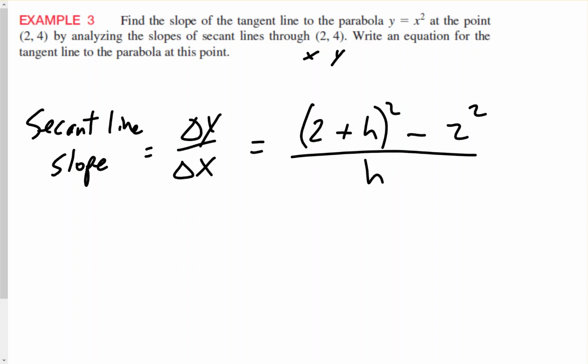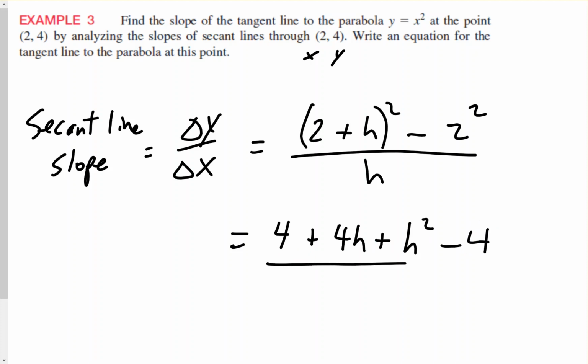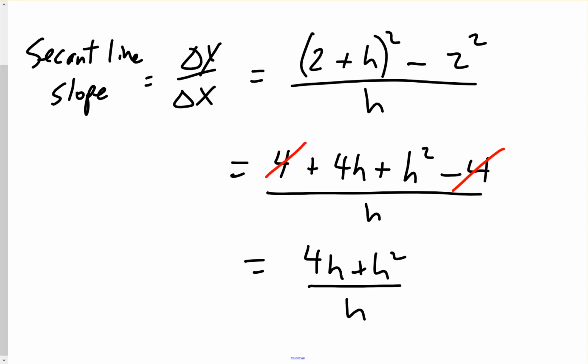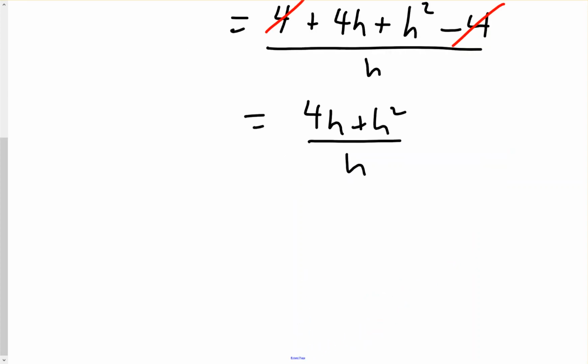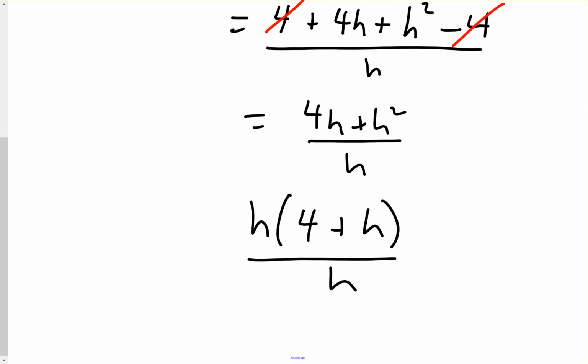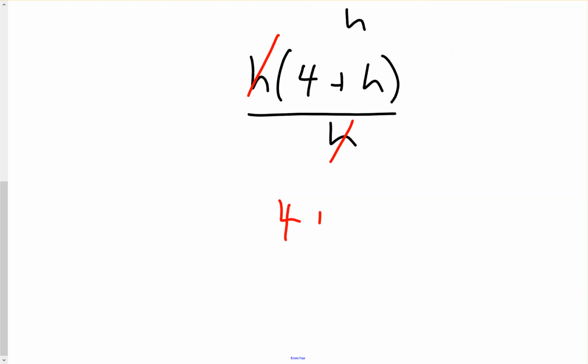Okay, so if we expand this, this will be 4 plus 2h plus another 2h, that's 4h, plus h squared, minus 4, over h. The 4's cancel. So we have 4h plus h squared over h. Pull out an h, so we have h times (4 plus h) over h. Cancel out the h's, so we're left with 4 plus h.